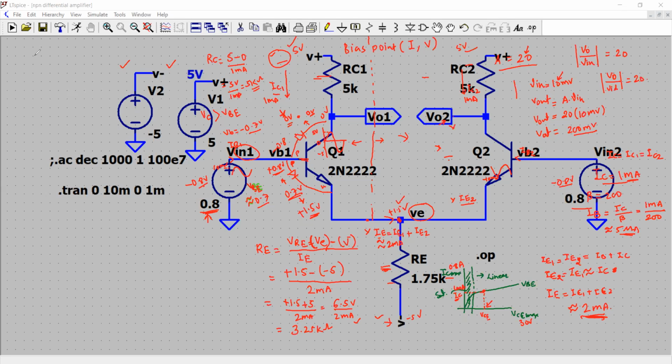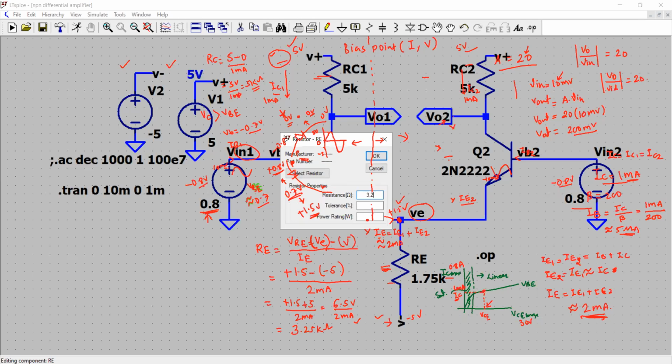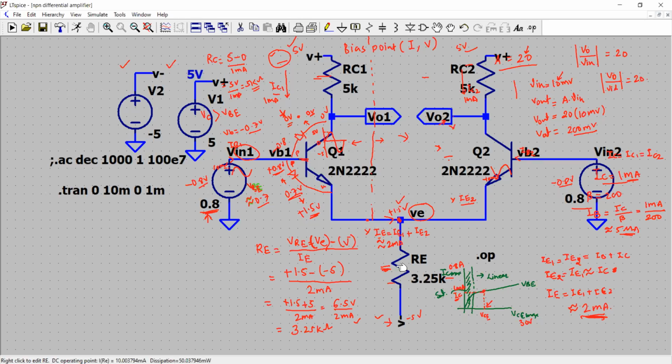So let's put up that value here, 3.25K, and that's it. So we have done such adjustment. I'm coming back to our discussion now. My input signal swing would be like this. I have 0 volt, but my DC bias level is pretty close to 0. It is about, not here, not here, it would be like this. It is 0.8 right here. That is my DC level.